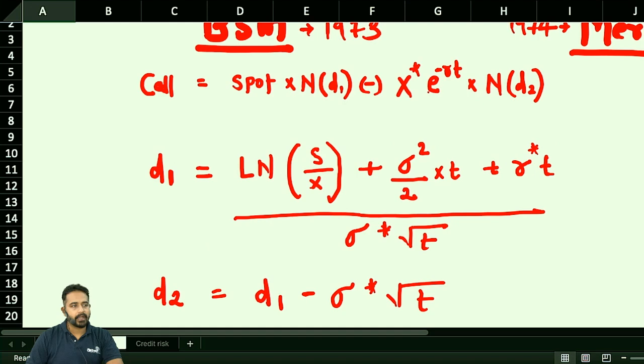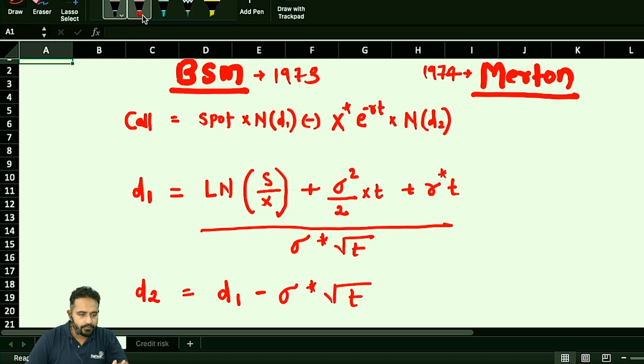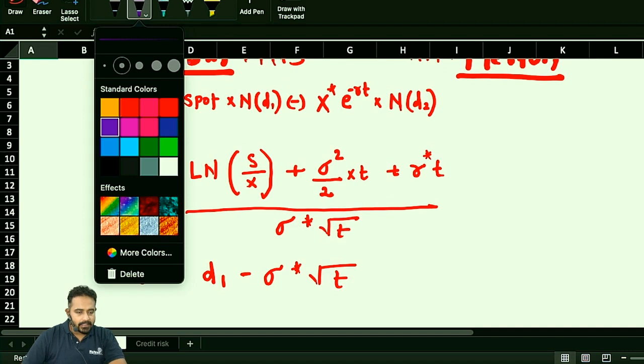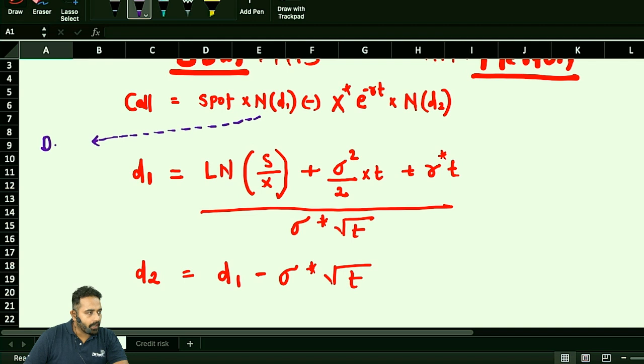Now, obviously, one question that is very popular with some of these exams, and you should be aware of this, is what is the meaning of ND1 and ND2 in Black and Scholes, right? What do they really mean? So the way you want to think of ND1 is simply the delta of the call option. Okay, if you know what it means, good news. But if you don't, I'll be showing it to you with the help of an example with a live demonstration, right? So this is the delta of the call option.